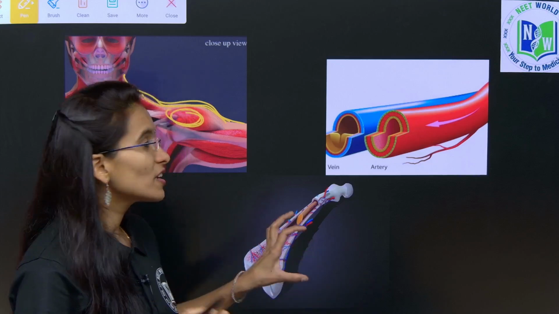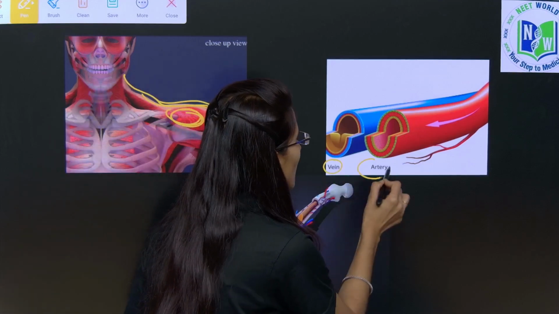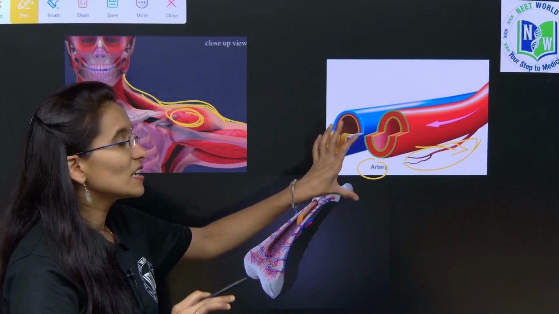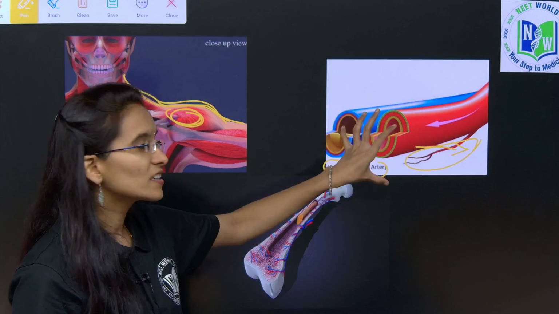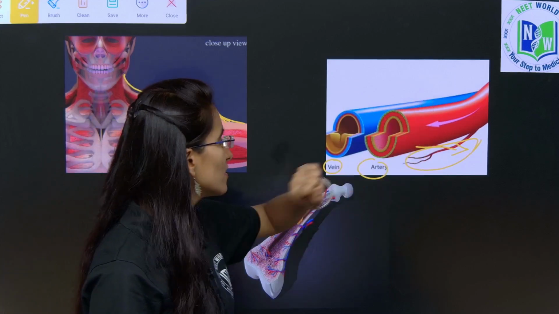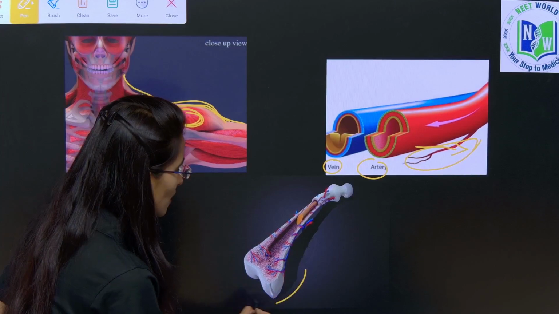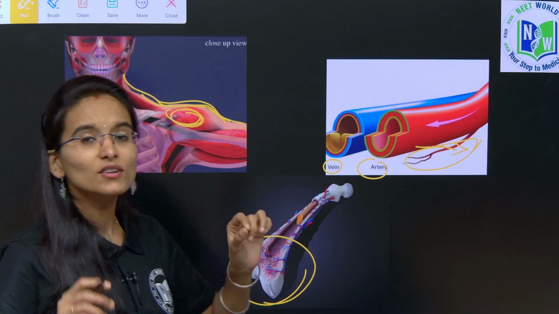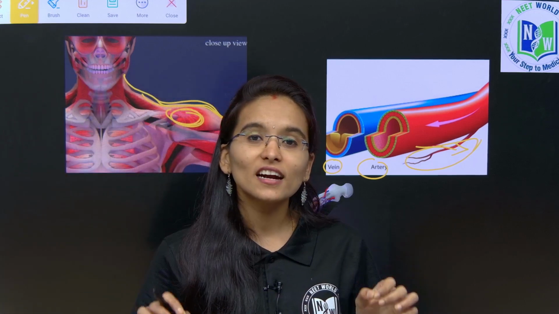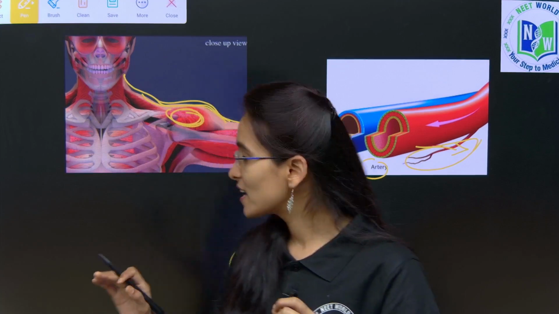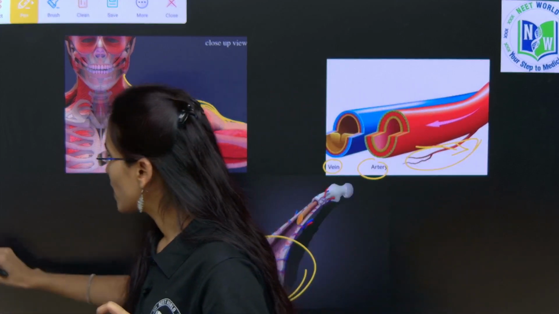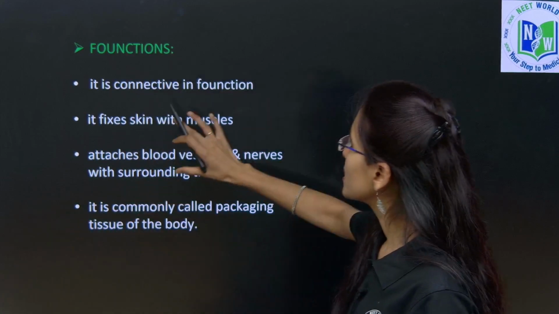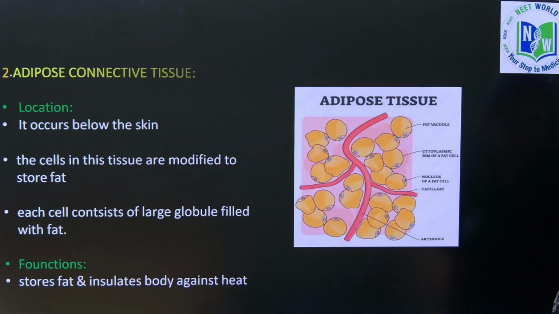And next it will connect the blood vessels like arteries and veins to the nerves. Clear, children? So it will connect the blood vessels like arteries and veins with the nerves, and it is also present in the bone marrow. These three are the most important functions. It will connect the skin with the muscles, it will connect the blood vessels with the nerves, and it is present in the bone marrow. Yes, these are the different types of functions of the connective tissue.